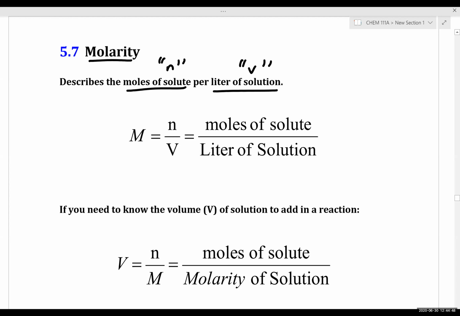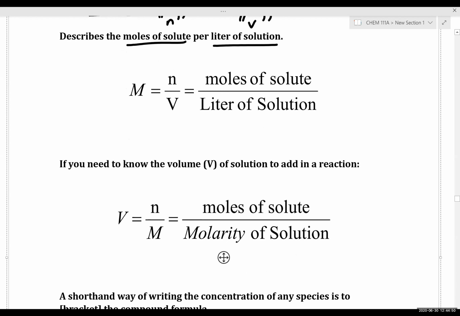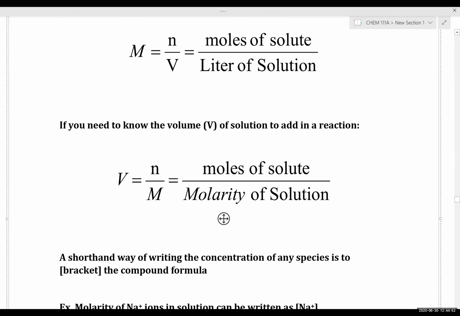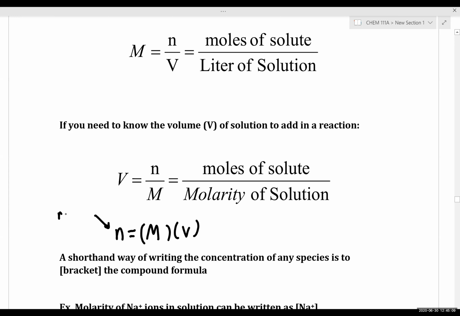If you need to know the volume of a solution to add in a reaction, the volume is the moles of solute over the molarity. And we can also rearrange this equation to solve for n, where n is equal to molarity times volume, where n are the moles of solute.